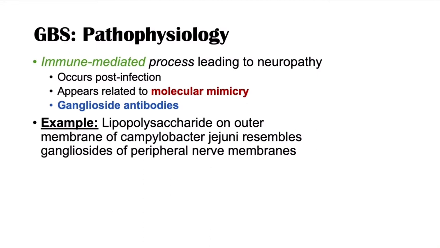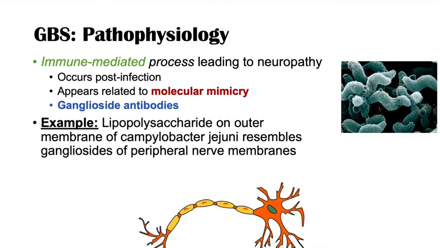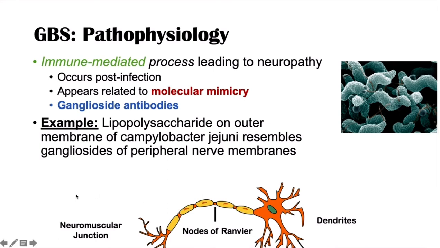And it doesn't happen with everybody who gets Campylobacter jejuni infection. So there's obviously some other parts of the pathophysiology that are missing, but this is what has been discovered so far. So on a peripheral nerve membrane, at one end we've got a neuromuscular junction, the other end we have the dendrites, and then in between the myelin sheath, so these would be Schwann cells in the peripheral nerve membrane, and in between each Schwann cell that makes up the myelin sheath is nodes of Ranvier.